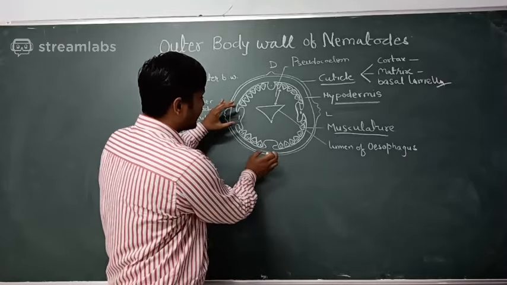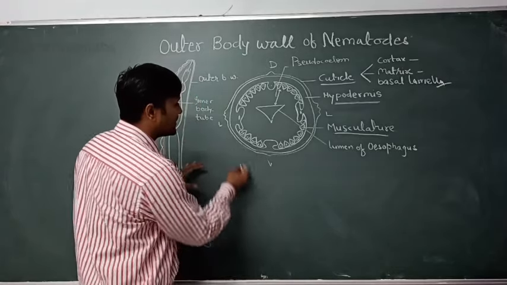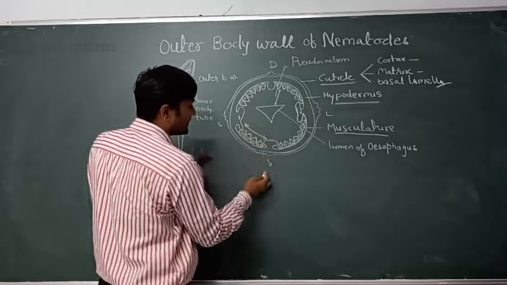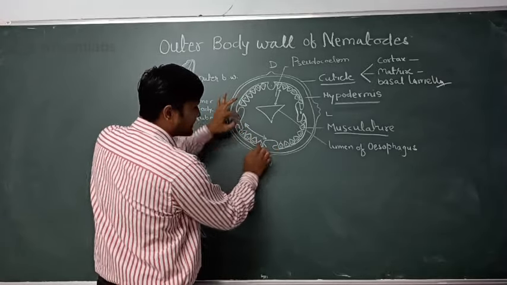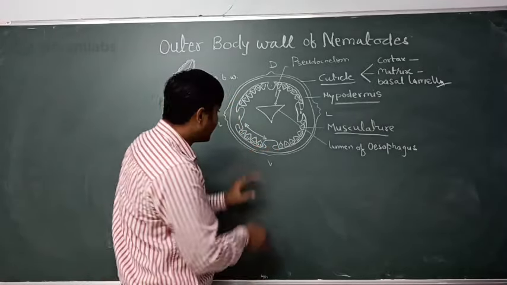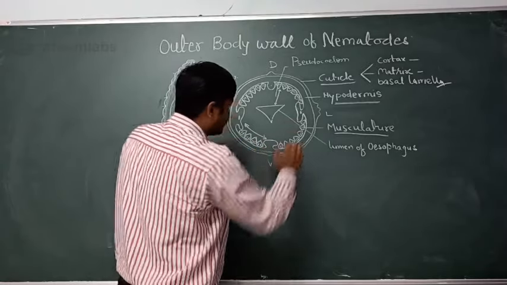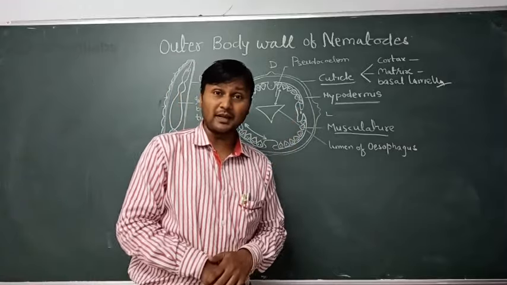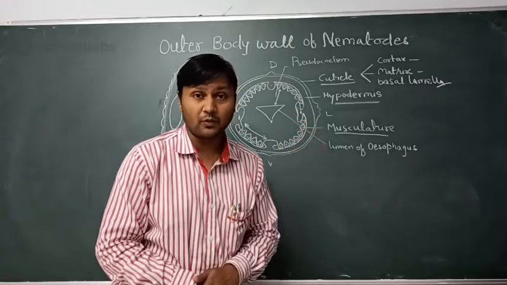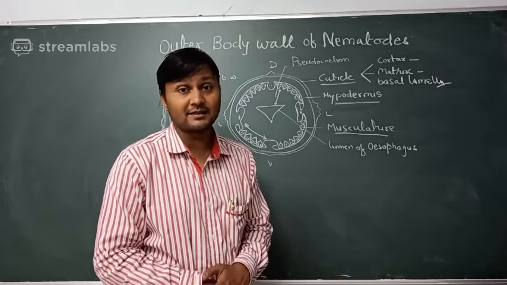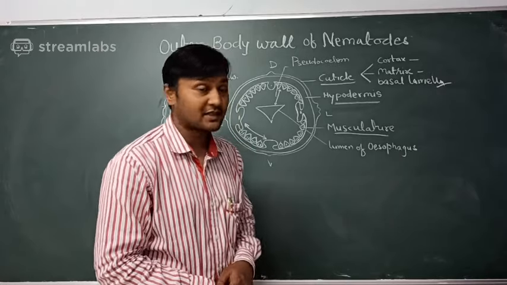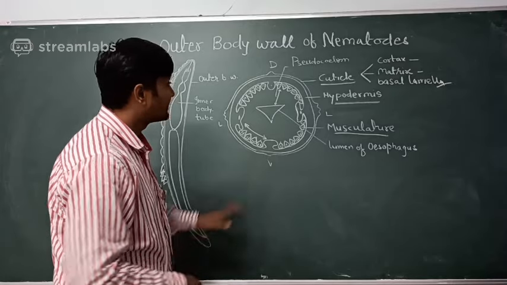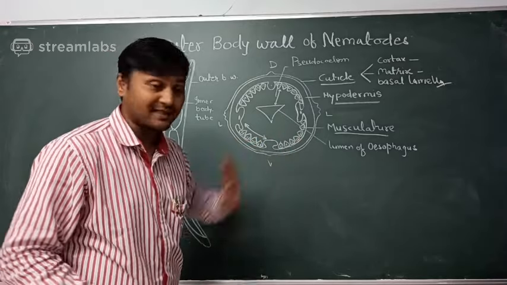It also gives space to the muscle cells in the intercordal region. Between two cords, the space is called the intercordal region, in which the muscle cells are arranged. This hypodermis also gives space for the excretory system and for the nervous system. Thereafter, it also provides space for muscle cells.